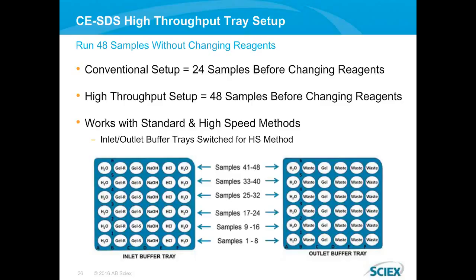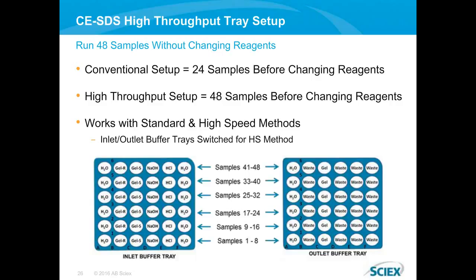So again, all we've done is sat down and really thought about optimizing the way that all of the vials are placed in the trays so that we don't have to intervene after 24 samples and change out our water and our waste and our washes. Now we can do that after 48 samples. And the nice thing about this tray setup is that it works for either method.